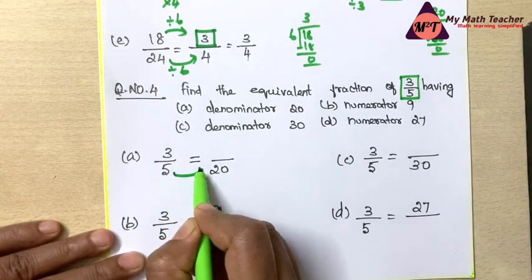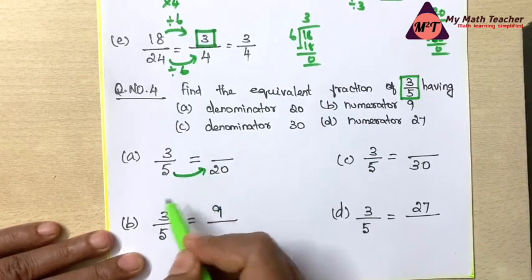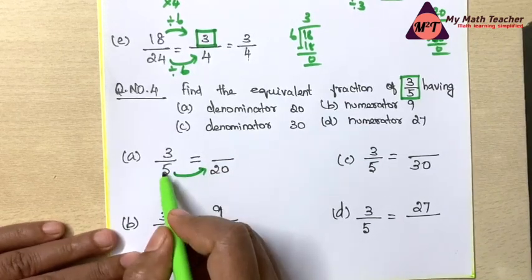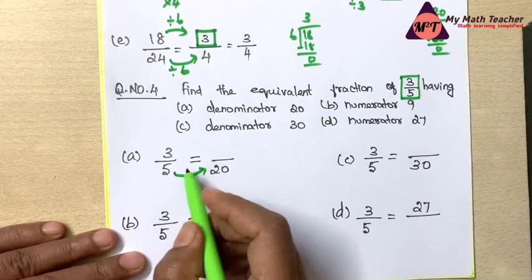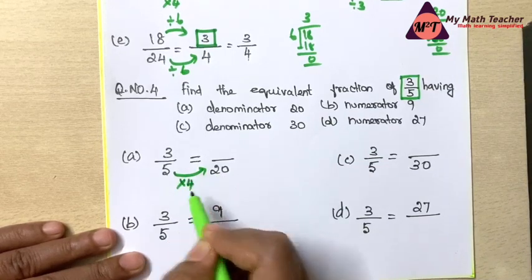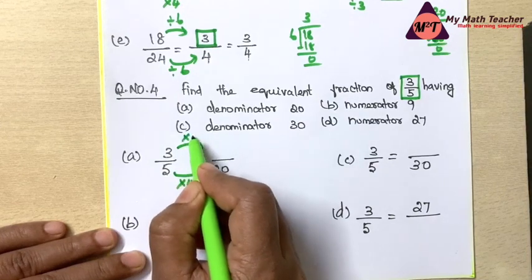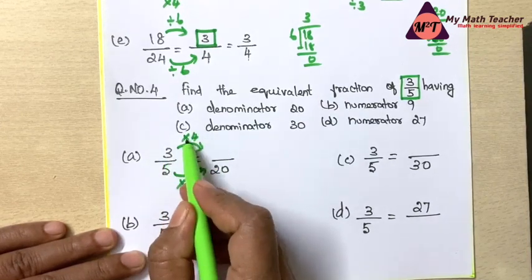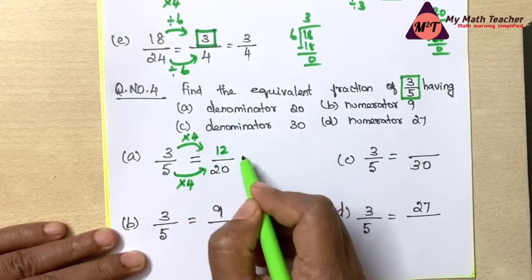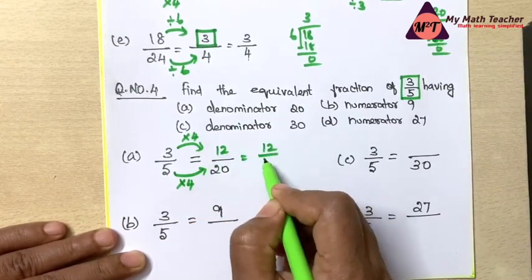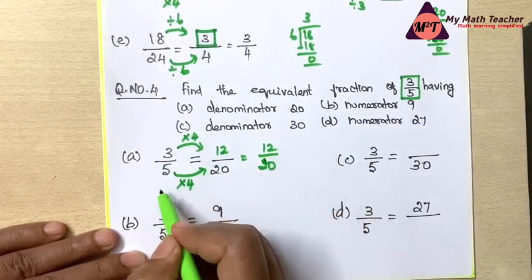This is smaller to greater, which means you have to multiply it. 5 into which number gives us 20? That is 5 fours are 20. The same do it in the numerator, into 4, that is 3 into 4 gives us 12, which is 12 by 20 is equivalent to 3 by 5.